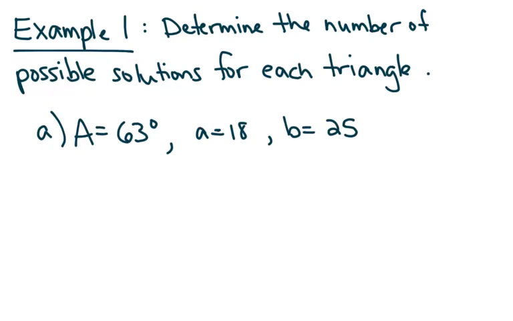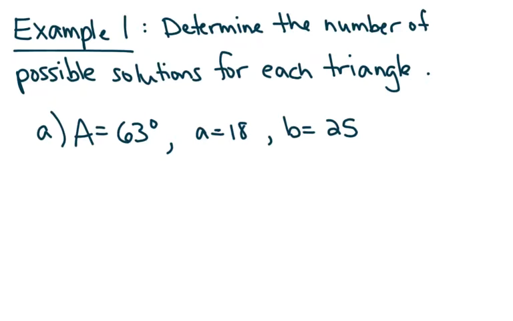The way the textbook is going to do these problems is different from the way I'm going to do these problems. The way I'm going to do these problems is a way that organizes the information to make it easier for you to determine how many solutions there are given an angle and two sides. So I'm going to start by giving you angle A is 63 degrees, side A is 18, side B is 25. If you refer back to that chart, since angle A is less than 90 degrees, you could get 0, 1, or 2 solutions.